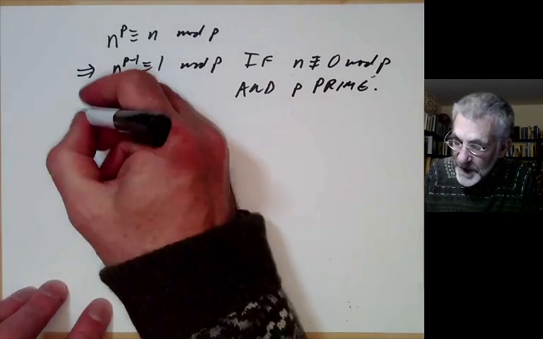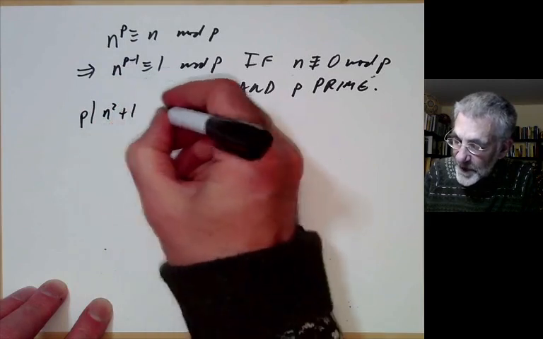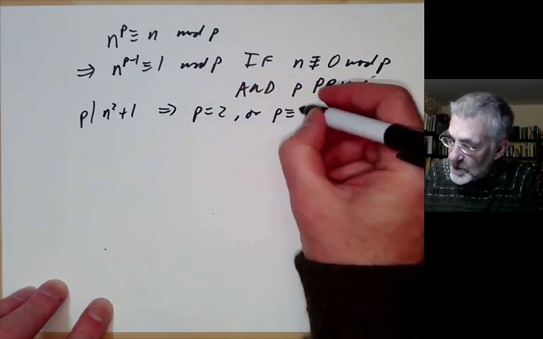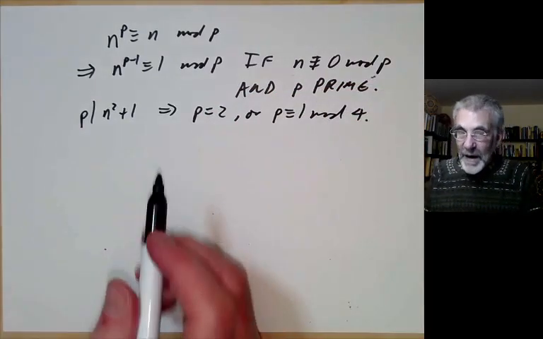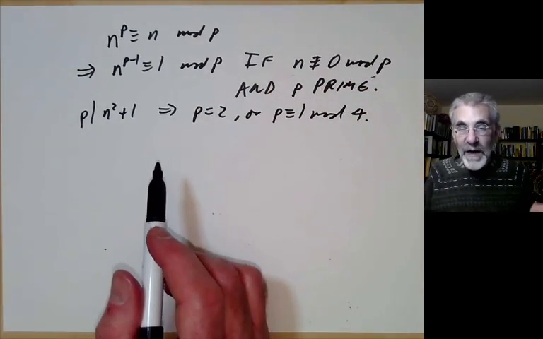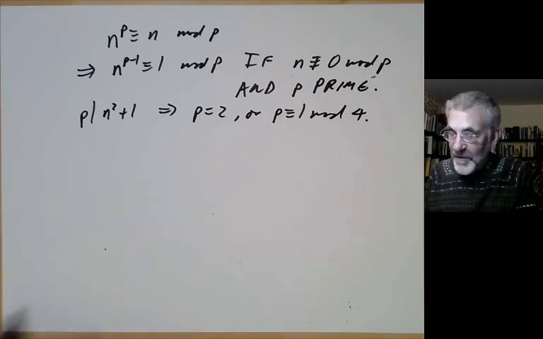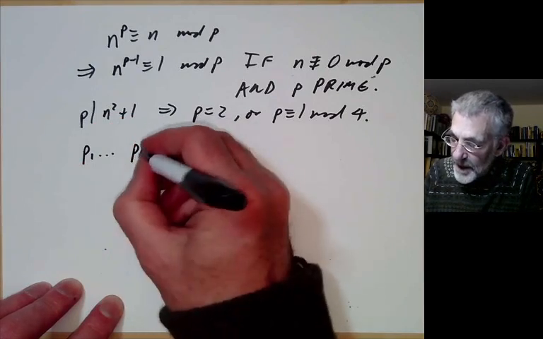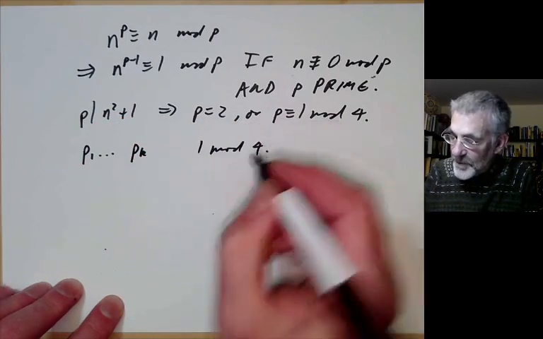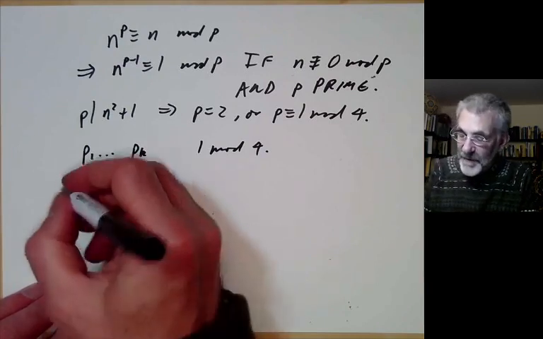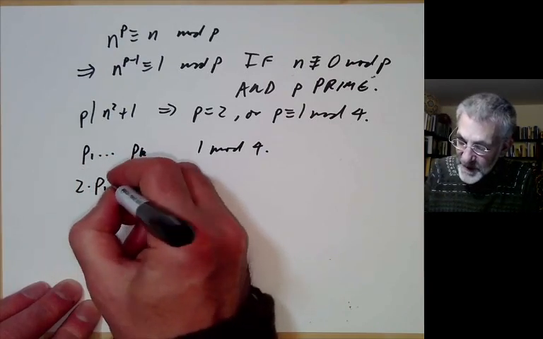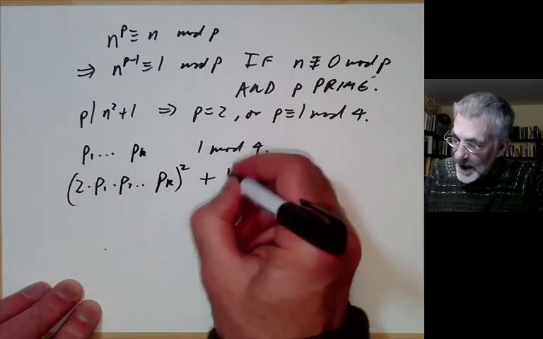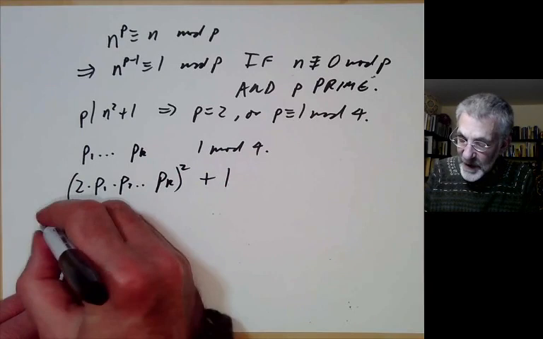Anyway, we've shown that if p divides n squared plus 1, this implies p equals 2, or p is congruent to 1 modulo 4. And I'll just recall how we use this to find an infinite number of primes of the form 4n plus 1. Suppose we've got some primes p1 up to pk that are all 1 modulo 4. If we want to find a new prime, we take 2 times p1 times p2 up to pk, and then we square it, and then we add 1. And we take a prime factor.